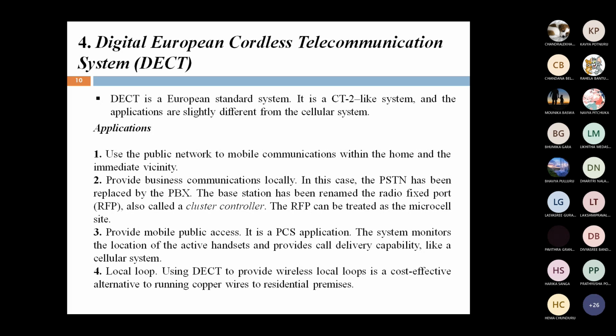Where exactly is this DECT used? The first is in public networks, used for connecting landline telephones to mobile communication, and for local business communications using a PBX, private branch exchange, where we dial only the extension number instead of all the digits. It also provides mobile public access, that is PCS applications, which monitor the location of the handsets.